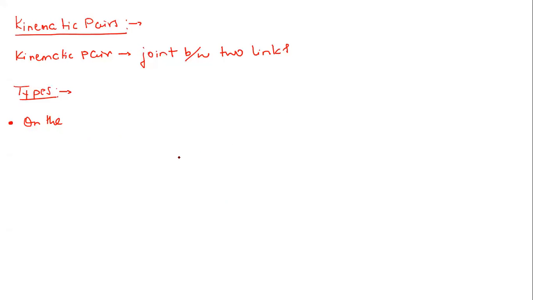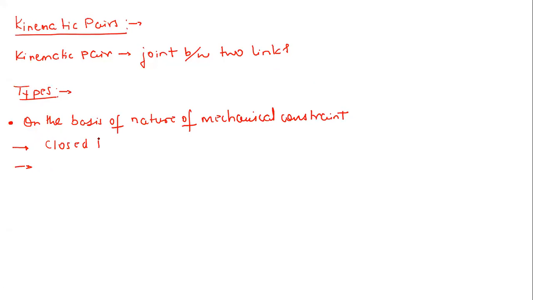So now the second classification I can make is on the basis of nature of mechanical constraint. Under this category, you can classify a kinematic pair into two types. One will be called a closed pair, and another one will be called an unclosed pair. So what is a closed pair?